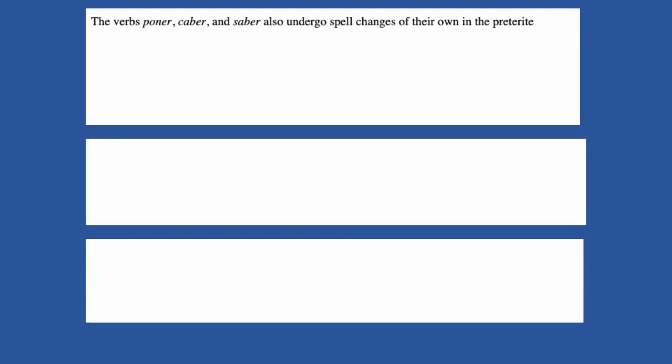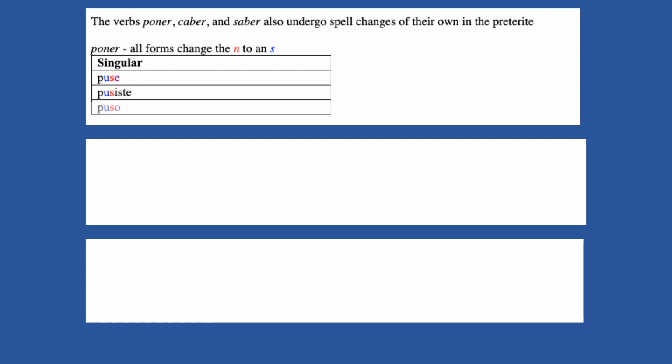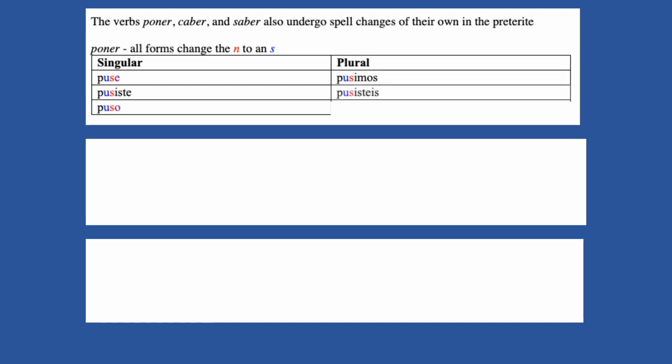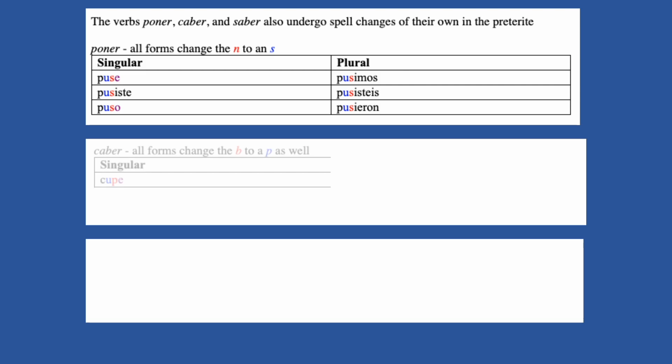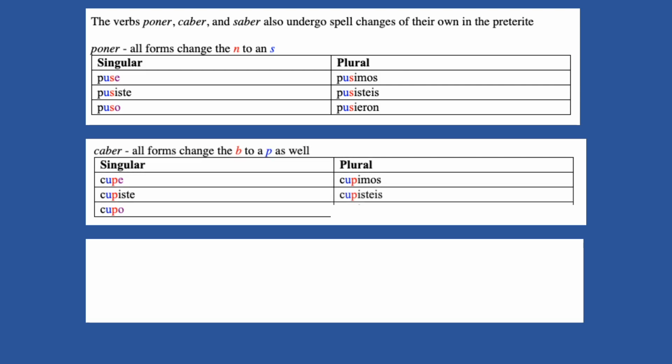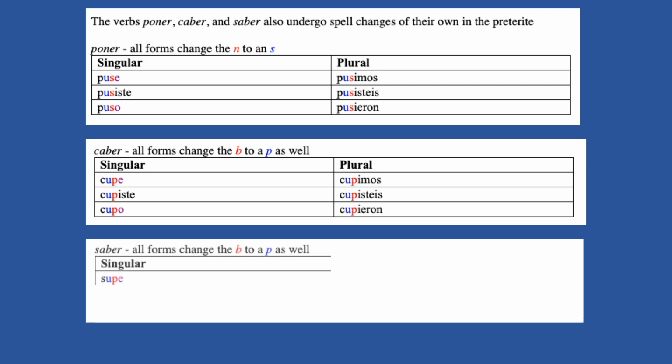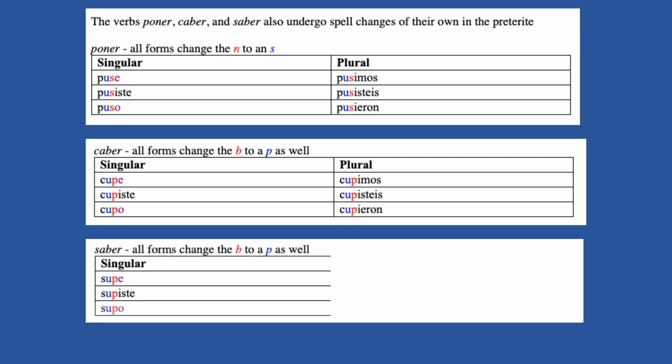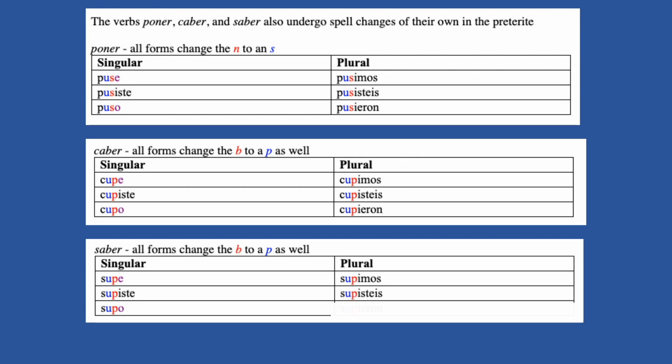Poner, caber, and saber also undergo spell changes of their own in the preterite. Puse, pusiste, puso, pusimos, pusisteis, pusieron. Cupe, cupiste, cupo, cupimos, cupisteis, cupieron. Supe, supiste, supo, supimos, supisteis, supieron.